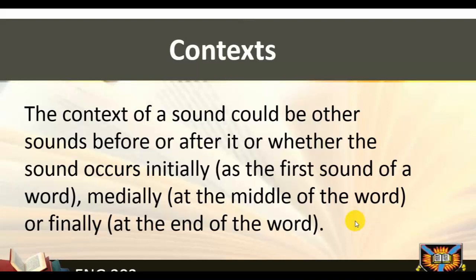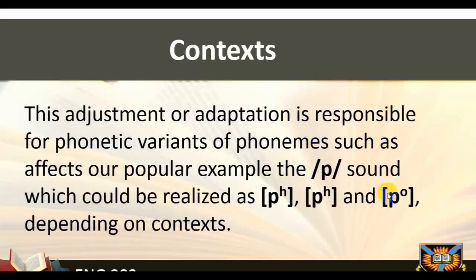Context. In phonology, contexts are environments of sounds. The context of a sound could be other sounds before or after it, or whether the sound occurs initially, as the first sound of a word, medially at the middle of the word, or finally at the end of the word. We should remember that in the previous lecture, we learned that sounds are often affected by other sounds in their environment. They tend to adjust or adapt to the characteristics of other sounds in the environment in which they occur. This adjustment or adaptation is responsible for phonetic variants of phonemes, such as our popular example, the P sound, which could be realized as PH, PN and PO, depending on context.